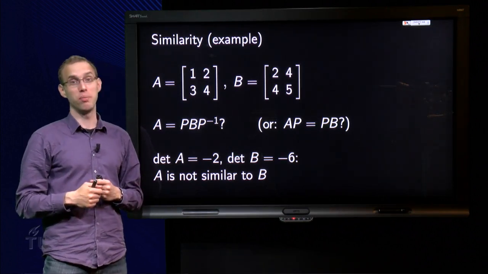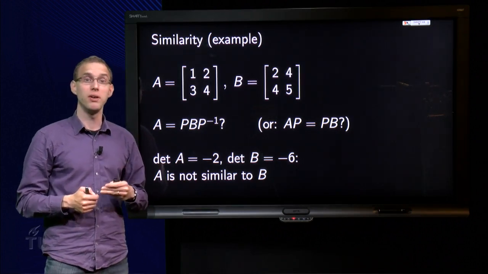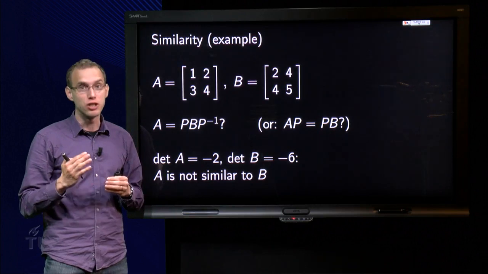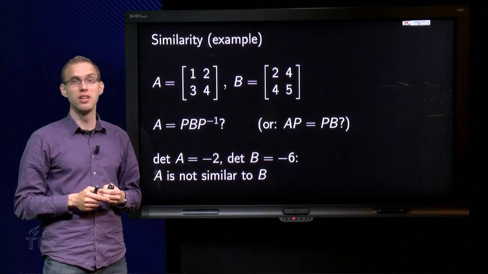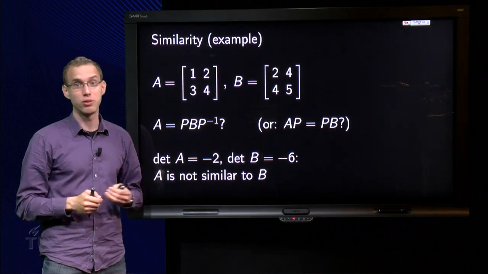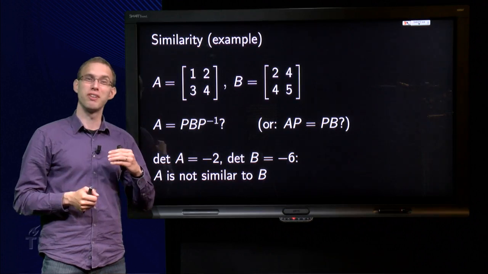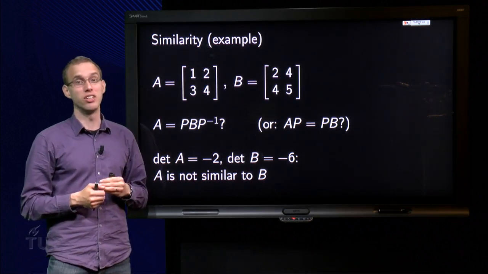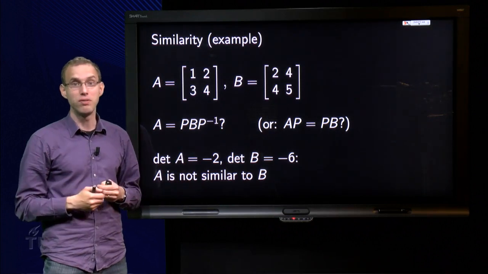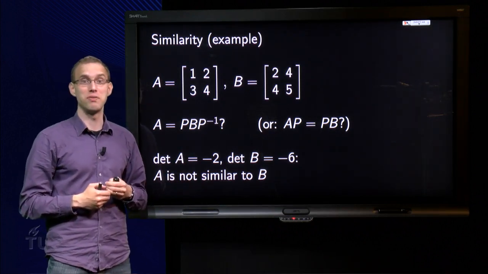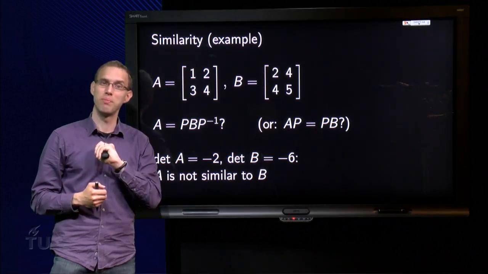How can we determine whether two matrices are similar? As we will see in this video, this may be easy in some cases. Similar matrices have the same determinant, so if det A is not equal to det B, we know that A is not similar to B. This is, however, a necessary but not a sufficient condition. So if det A equals det B, it will take some effort to figure out whether A and B are similar, but we can do it, as we'll see in this video.